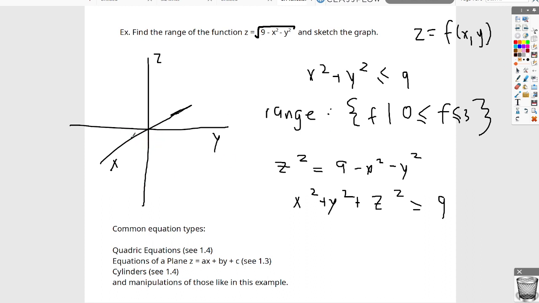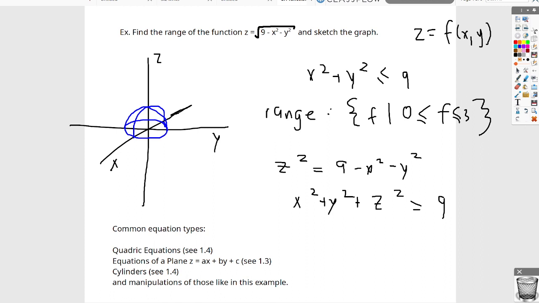We have to only take the top part of the sphere, and I'll use a different color. Right? Something like that. And then a circle like that. And that is the only part of the sphere that we're going to take. So that is your graph right there. The range is 0 to 3 because 0 is where it stops at the xy plane. Right? If you plug 0 into this function, you will see that it's a circle of radius 3. Right? And this is a sphere of radius 3.